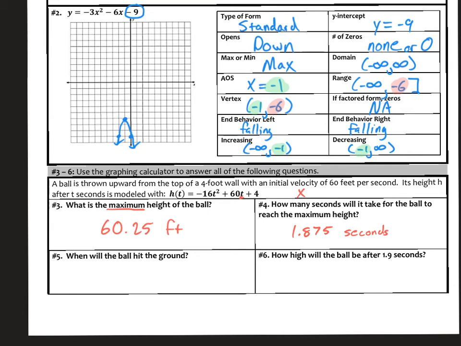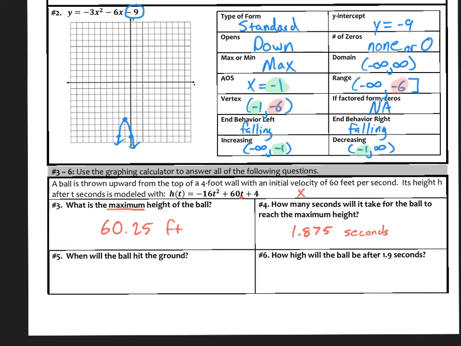Okay, moving on. When will the ball hit the ground? Well, I have 2 zeros, but one of them's in the negatives, right? And the other one is positive. I only want the one that's positive. I cannot go back in time. So a negative x value is irrelevant to me on this question, okay? So I am going to calculate the 0.